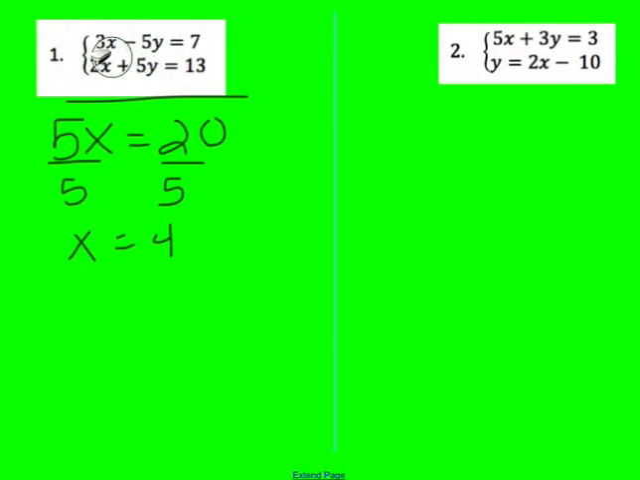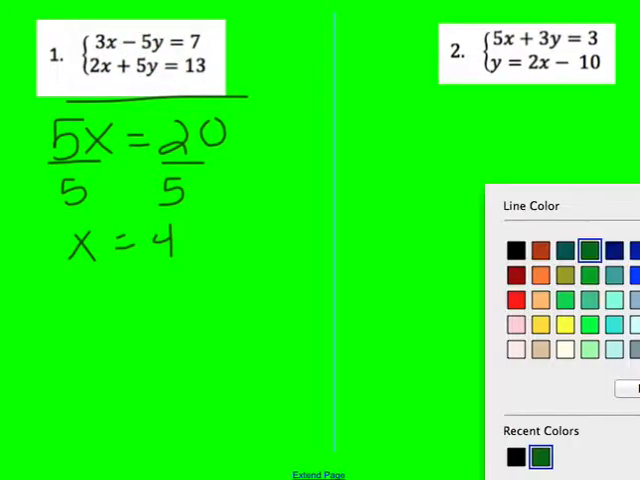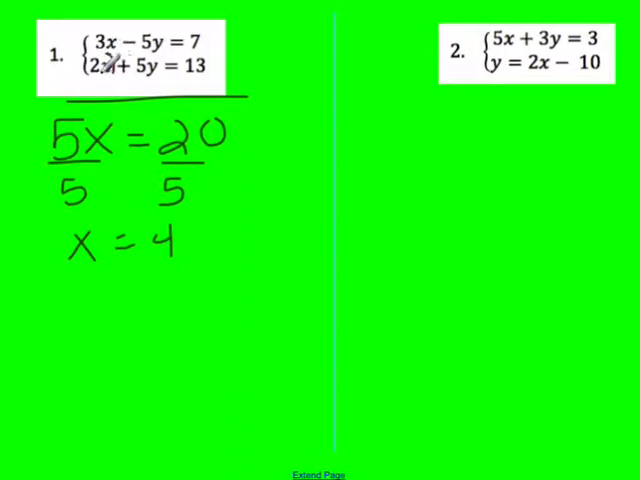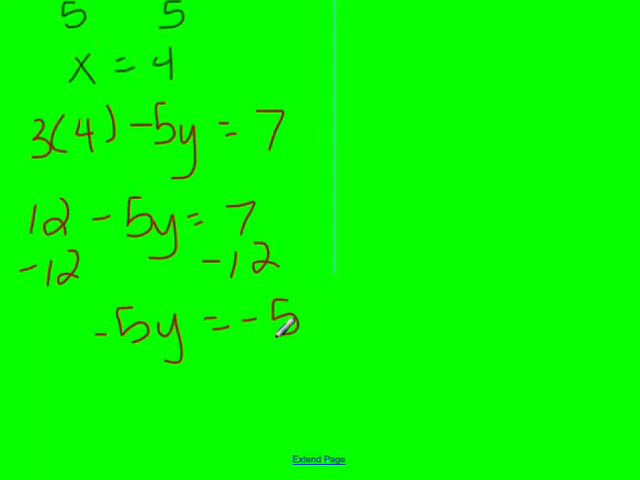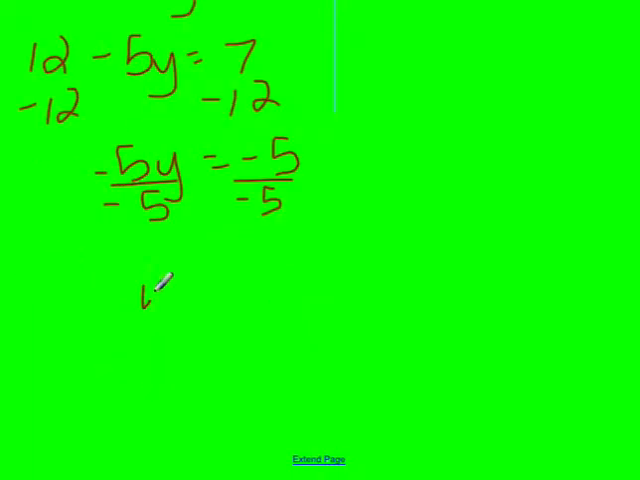So x and 4 are the same thing, so I can pick which equation I want to substitute it back into. It doesn't matter which. Let's just plug it into the first one. So we have 3 times 4 minus 5y is equal to 7. Well, 3 times 4 is 12, minus 5y is equal to 7. So I'm going to subtract 12 from both sides, and I end up with negative 5y is equal to negative 5. Well, that's easy enough. I can divide both sides by negative 5. When I do that, the two negatives cancel, and I'm left with a 1.